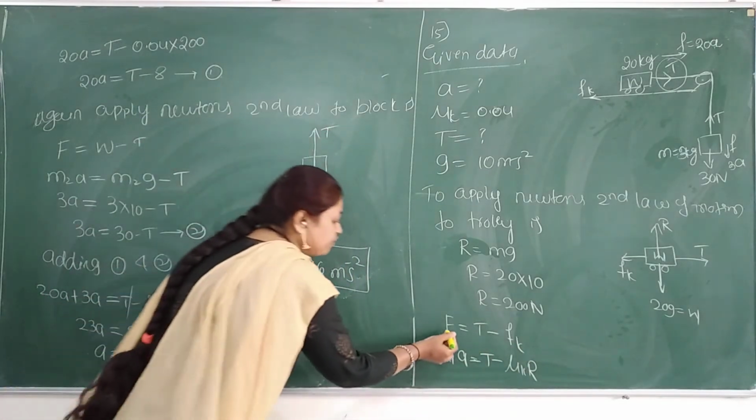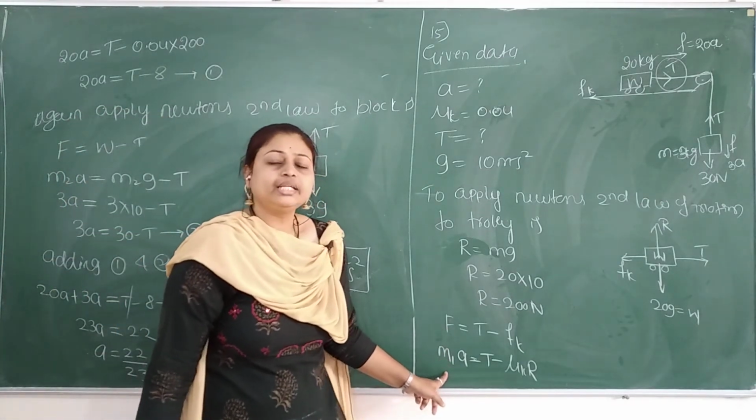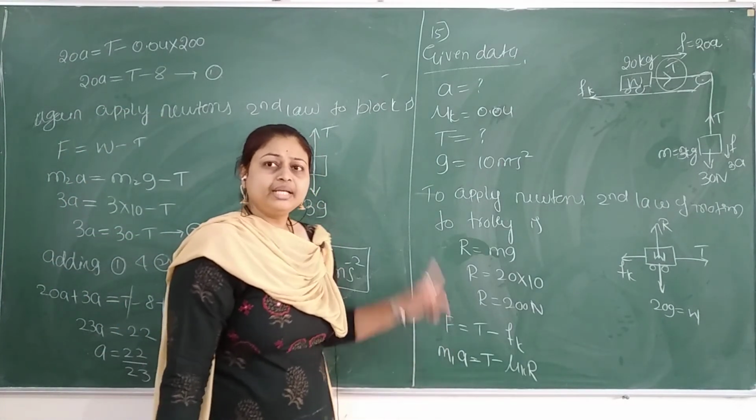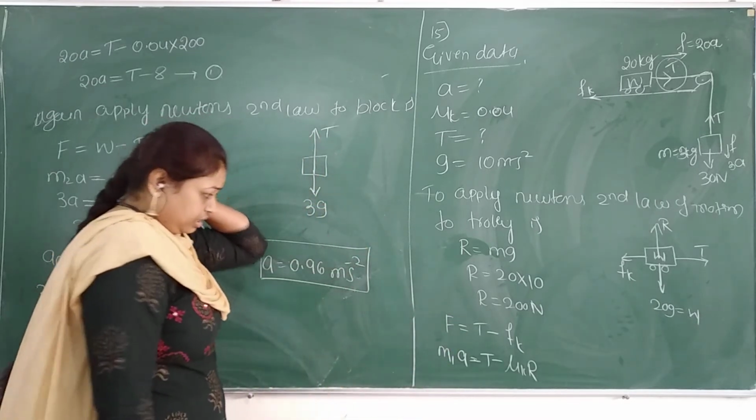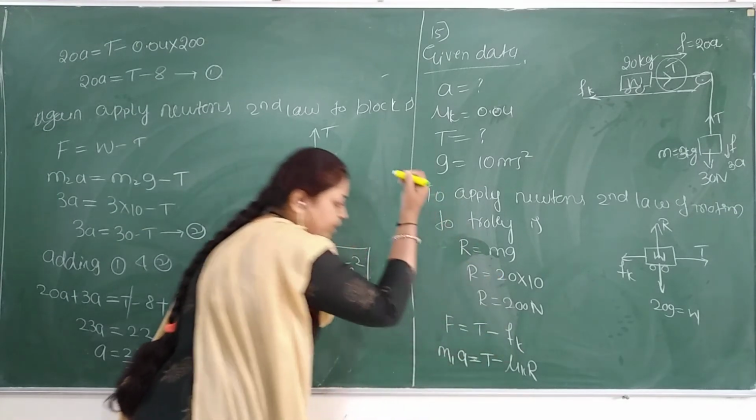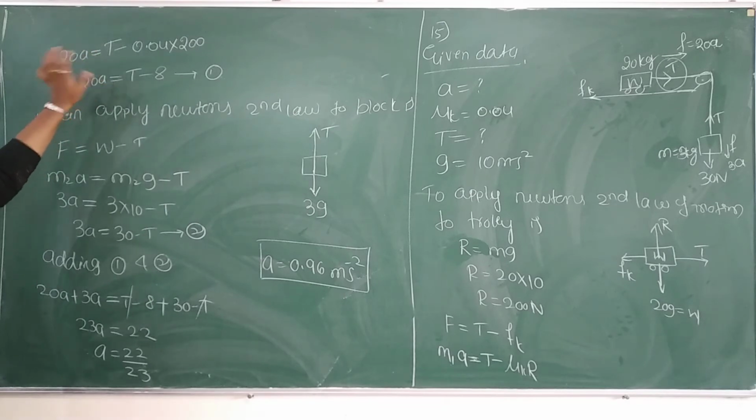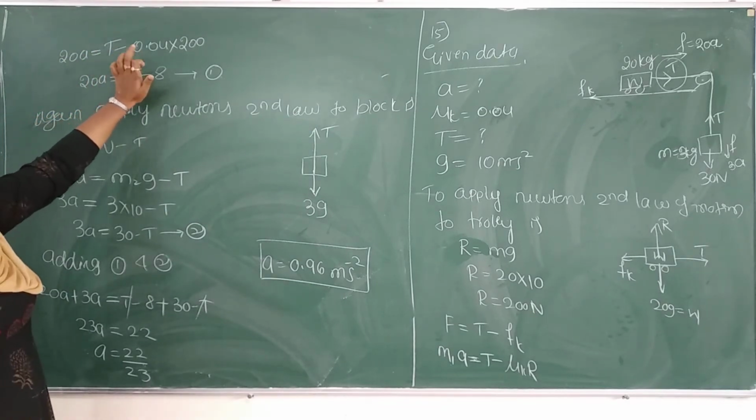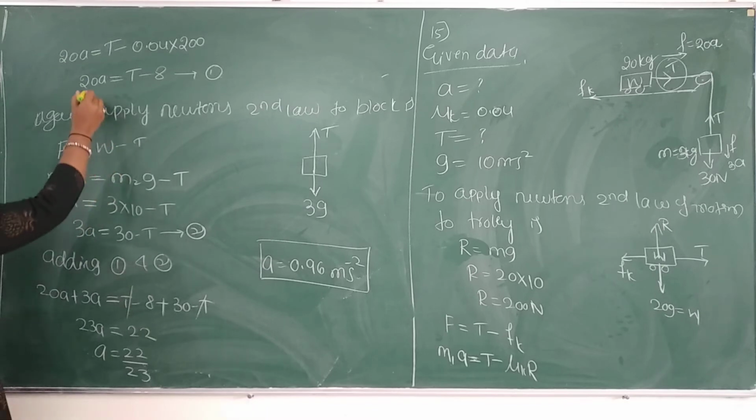Now here this F can be written as mass into acceleration. Mass for the trolley, let us take it as m1, or a small m and a capital M, or m dash, anything. So m1a is equal to T, you have to calculate, and Fk can be written as mu k into R. Now substitute the values. m1 is 20, a as it is, T minus 0.04, the coefficient of friction, and R value is 200. Now calculate, you will get the answer.